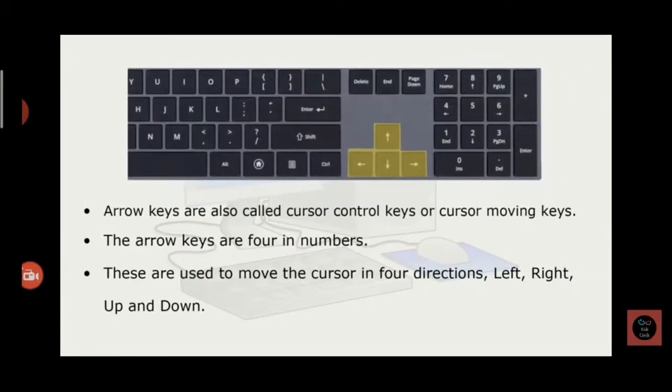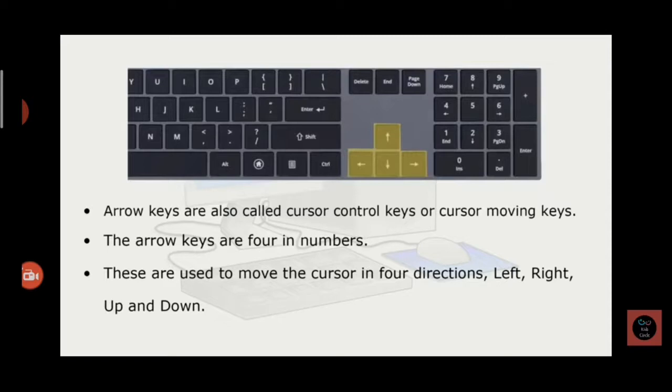Now next one is arrow keys. There are 4 arrow keys in a keyboard: up arrow key, left arrow key, right arrow key, and down arrow key. Arrow keys are also called cursor control keys. Yes, this is another name for arrow keys, that is cursor control keys or cursor moving keys. As we all know, there are 4 arrow keys in a keyboard: up arrow key, down arrow key, left arrow key, and right arrow key.